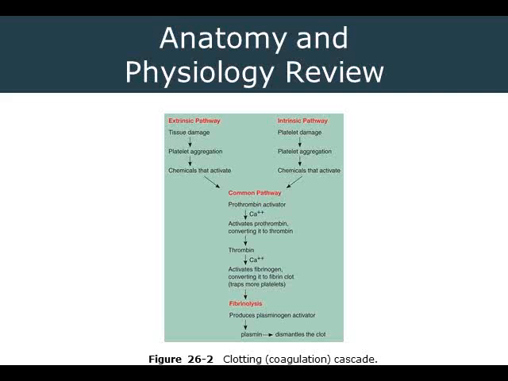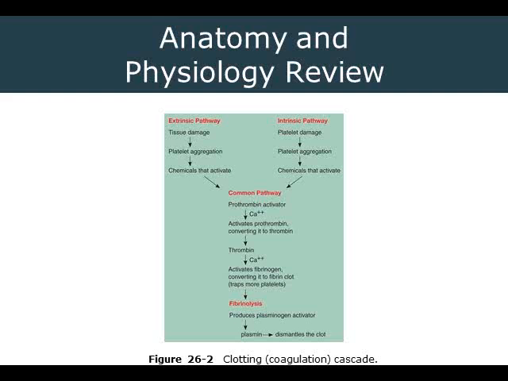When they're attracted to this injured area, they become very sticky, adhere to the injured tissue, and then begin to agglutinate or clump together with each other, also called platelet aggregation, and it causes this plug to form. The plug itself is a temporary band-aid while the remaining cascade comes into play. That remaining cascade we can see pictured here on the slide or in your textbook.